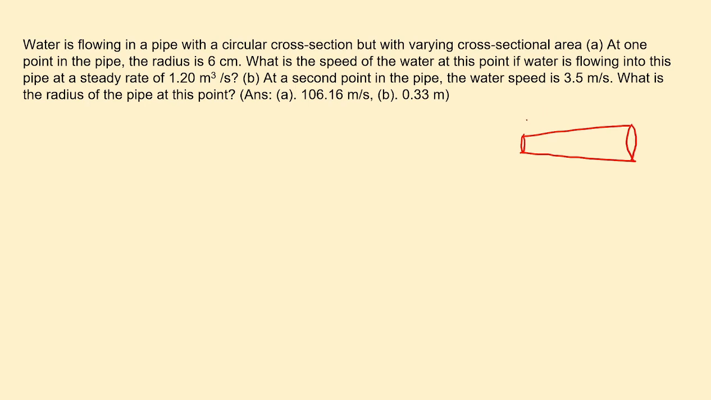So you can take this. Let us take this as the first point, and this is taken as the second point. At the first point, you have the area of cross-section A1 and velocity V1. Here also, area of cross-section A2, velocity V2, and you can also consider the radius here as R2, and here the radius is R1.